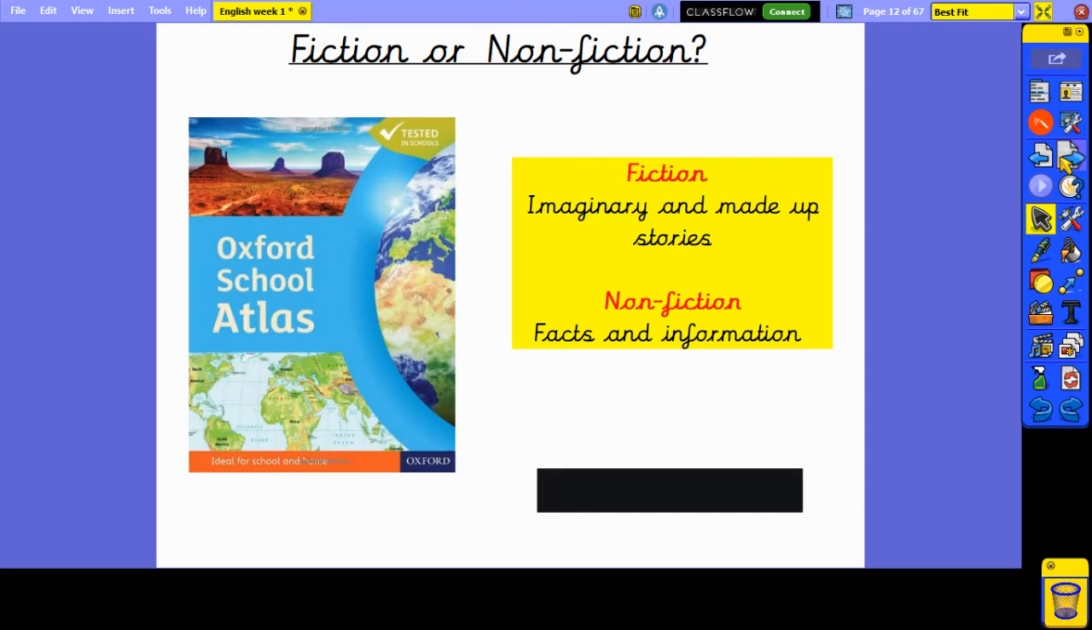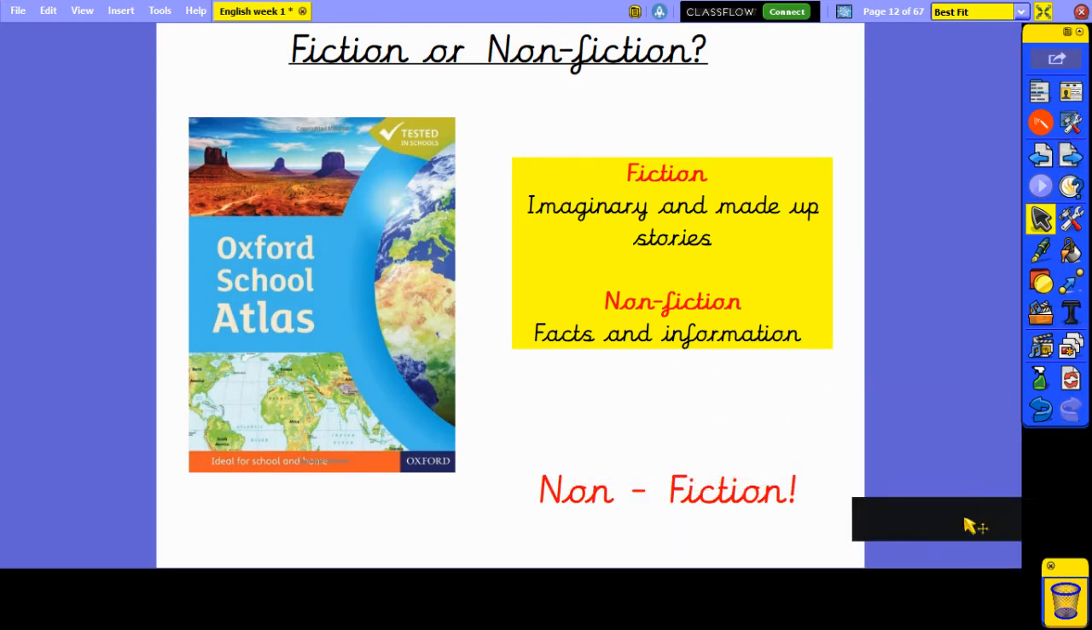Next one. Here I've got our school atlas. This is the atlas we use in geography, and it's full of maps and photographs. Is this an imaginary made-up story, or does it tell us facts and information about the world? Is it fiction or non-fiction? It is non-fiction. It's absolutely full of facts and information. Nobody's made up this information. It's a true fact.